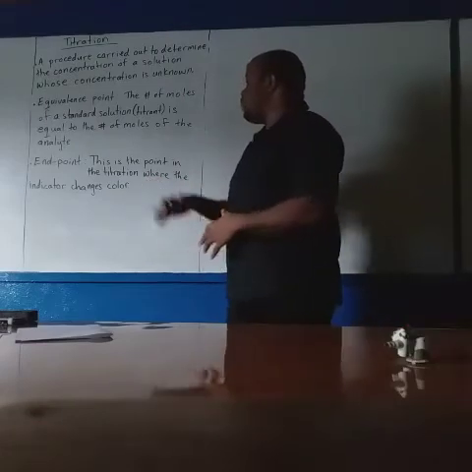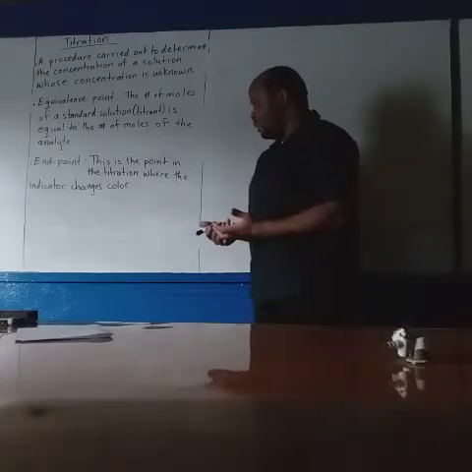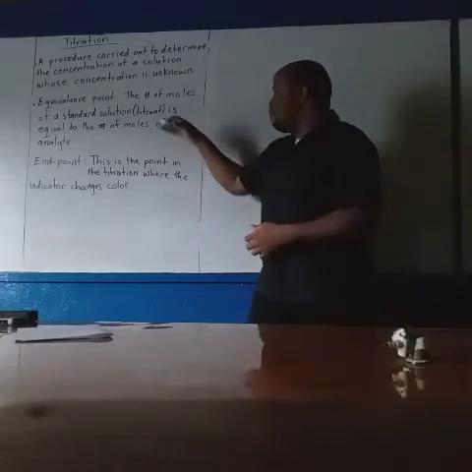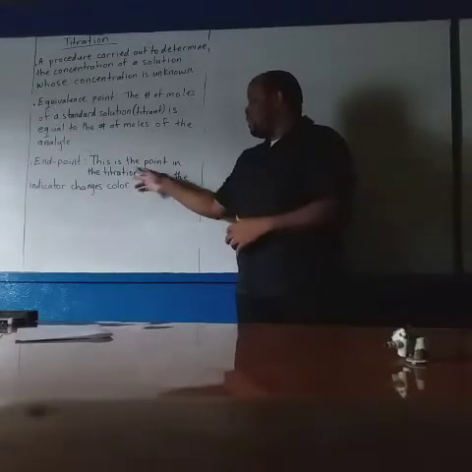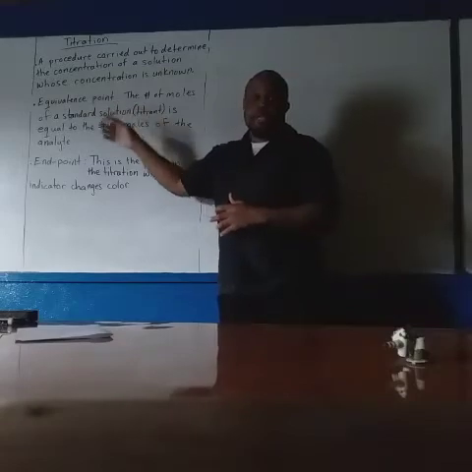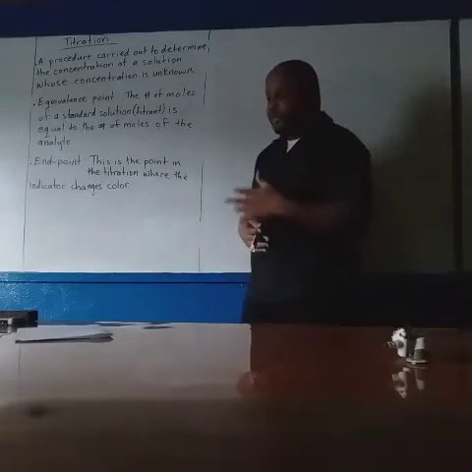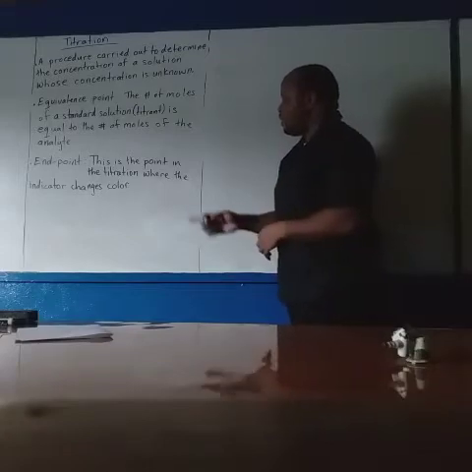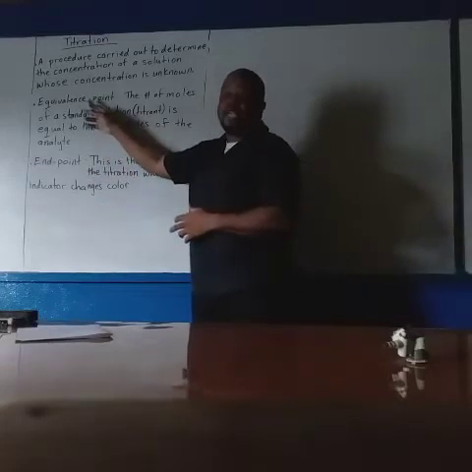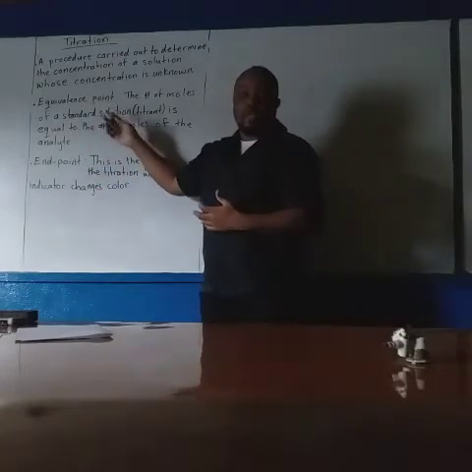So the equivalence point is where both of the solutions are now equal. But to visualize it, we add a substance called the indicator. And when the indicator changes color, it tells me that both of the solutions are equal. Now, your indicator does not necessarily change color at the equivalence point. So when you're doing a titration, you have to choose indicators carefully because we have different types of indicators. You want the end point of your indicator to be as close to the equivalence point as possible.